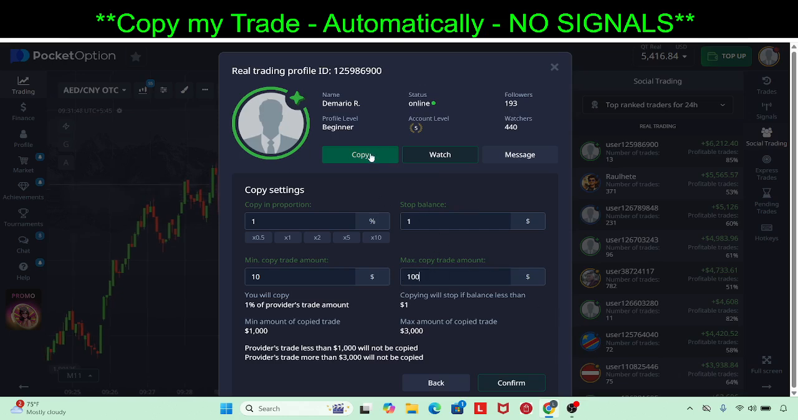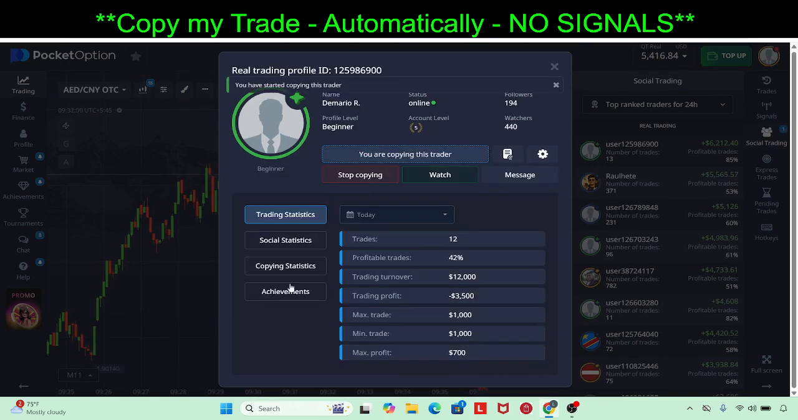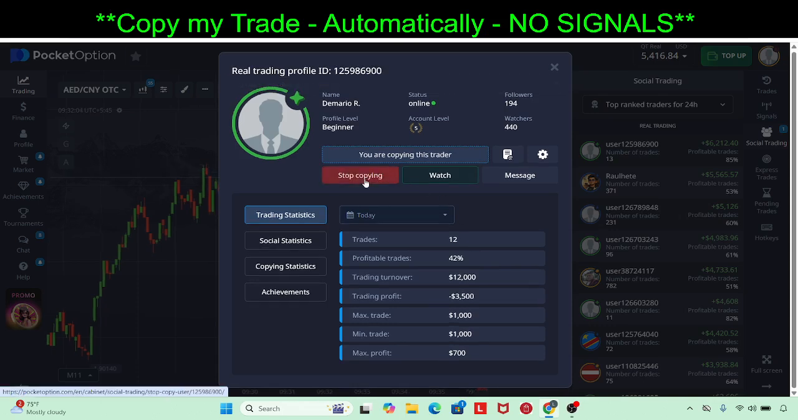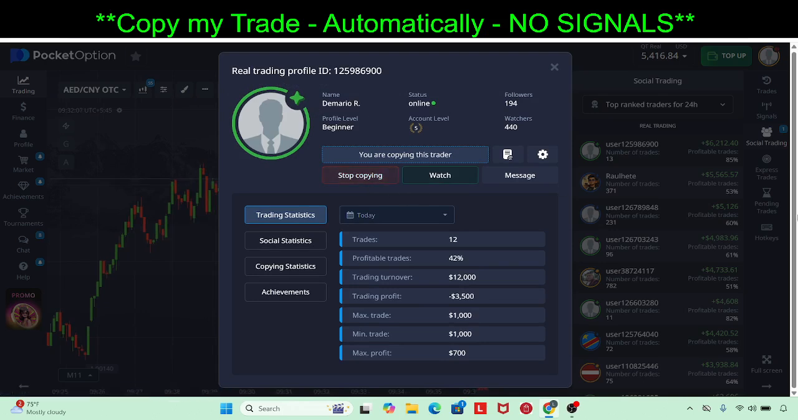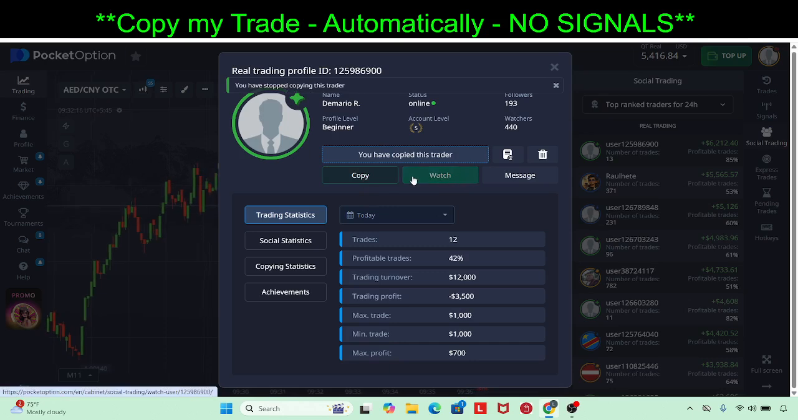Now after setting up all of these things, you can click on confirm and you will start to copy this trader. So let's say if you want to stop copying, then you can simply again find this user. I'll show you how to find this. You just need to click on stop copying. And if you don't want to copy this trader and only want to watch this trader, then you can just click on watch and trades will not be copied. You will only be able to watch his trades.